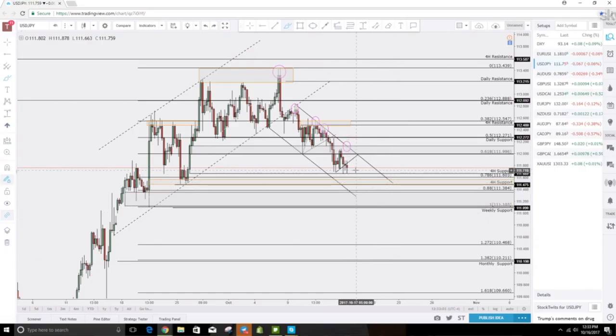Now, if structure can hold this base and maybe make one more impulse up, maybe make another break of trend, I'd be looking for entries within the descending trend and look to take my trade down to the 111 handle.